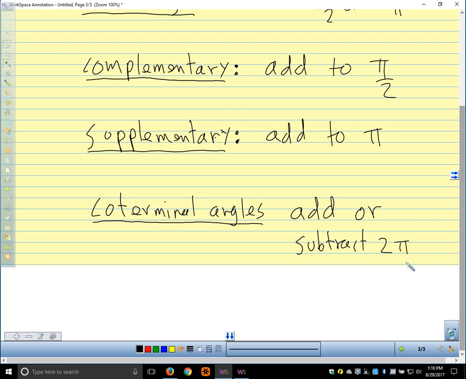So often in the homework and on a quiz or a test, the problem might say, find two angles, one positive and one negative, that are coterminal with such and such. Add 2 pi to get the positive, subtract 2 pi to get the negative. And you can also add or subtract any multiple of 2 pi. You could add or subtract 4 pi, 6 pi, 8 pi, any multiple of 2 pi.